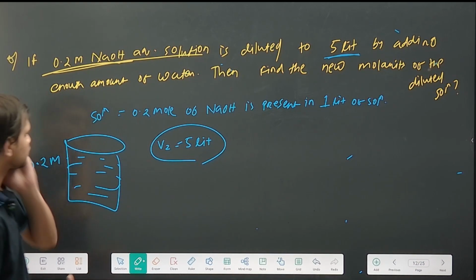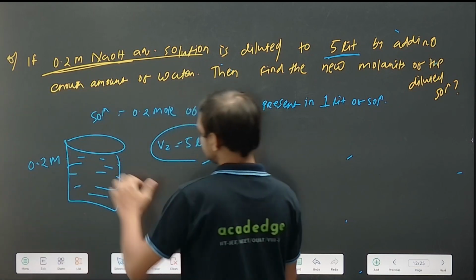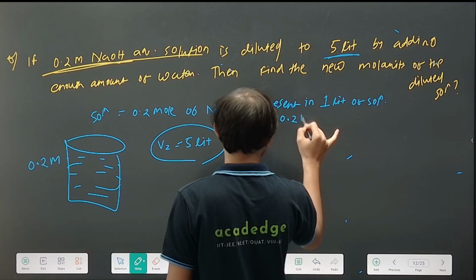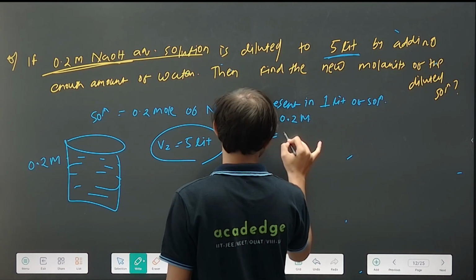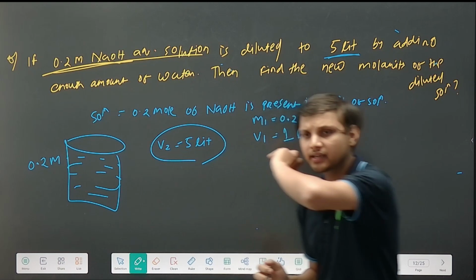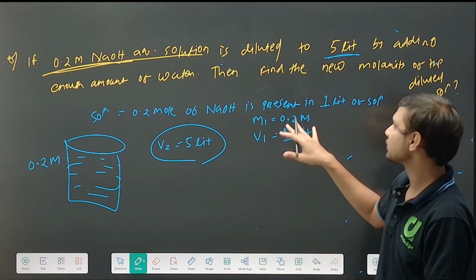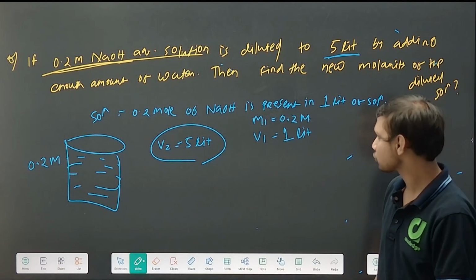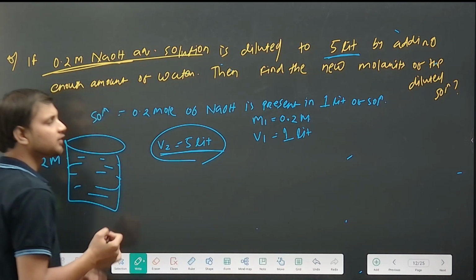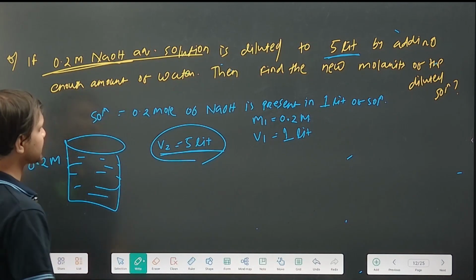Okay. So from this question, I can easily see that M1 is given to us as 0.2 molar. V1 is 1 liter, because of course no volume has been mentioned, so I'll consider it as 1 liter, because 1 liter of volume contains 0.2 moles of sodium hydroxide. Here the volume of solution 2 is given as 5 liter. So it asks what is the new molarity.